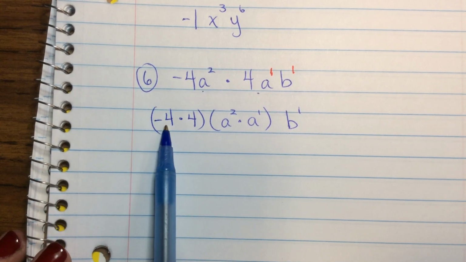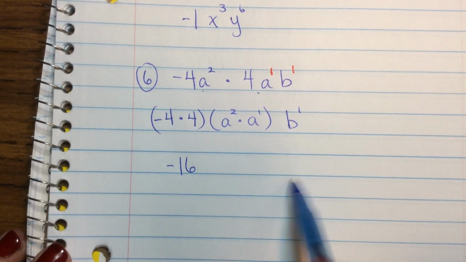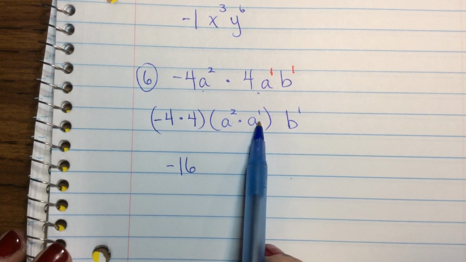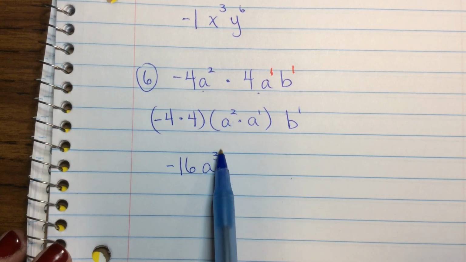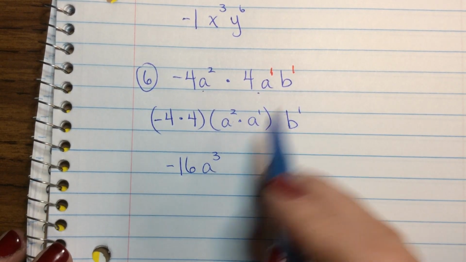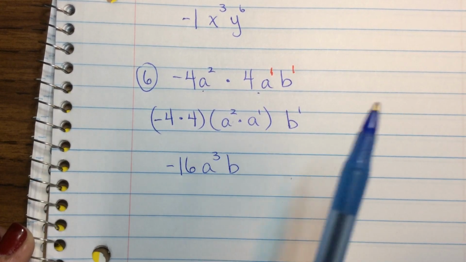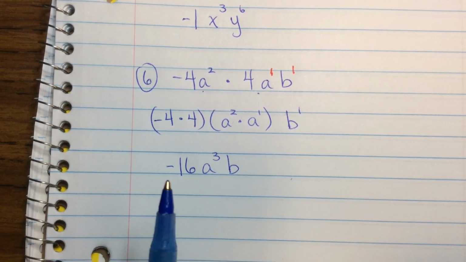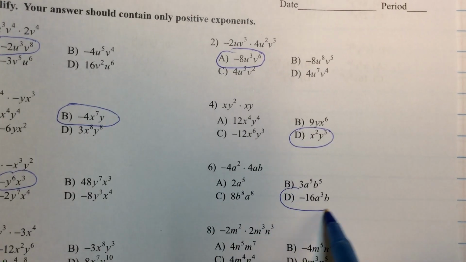Yep. Okay. So negative 4 times 4 is negative 16. A squared times a to the 1st is a to the 3rd, because 2 plus 1 is 3. And then b to the 1st comes down. I'm not going to write the 1 because they're not going to write the 1, but it is there. And let's look for our answer, and sure enough, it's D.